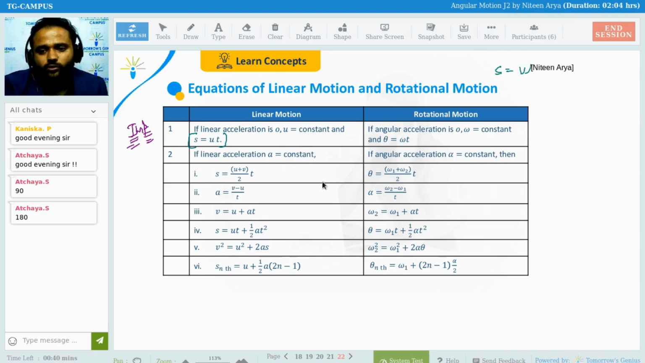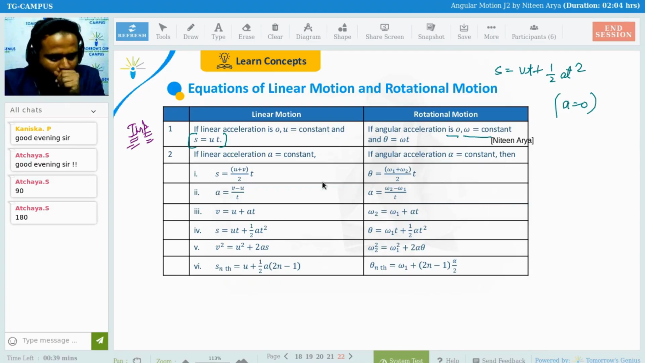As we know, S equals ut plus half at square. For uniform motion, a is 0. Clear na? So then it is going to be ut. In the same sense, if angular acceleration is 0, omega is constant. And if omega is constant, theta is going to be omega t.